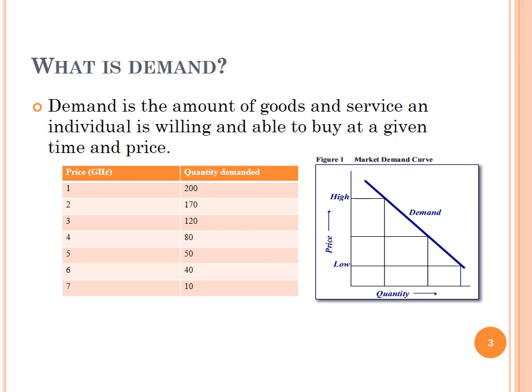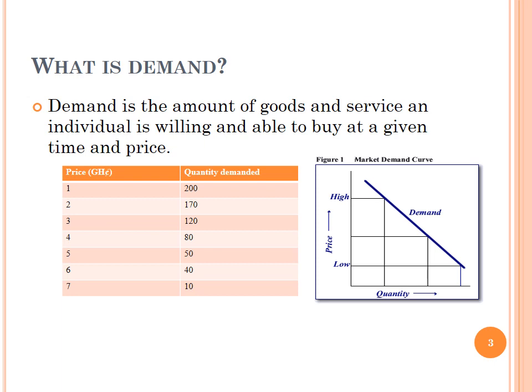So when you look at the table below, at price 1, quantity demanded is 200. At price 2, quantity demanded is 170. At price 4, quantity demanded is 80. At price 7, quantity demanded is 10. This gives us the various demand at the various prices. It is this same information we have in the table that has been presented in the curve here. So as you can see, when price is reducing, quantity demanded seems to be increasing, just as we saw in the table, right? That when price is reducing from 7 to 1, the amount demanded is also increasing.